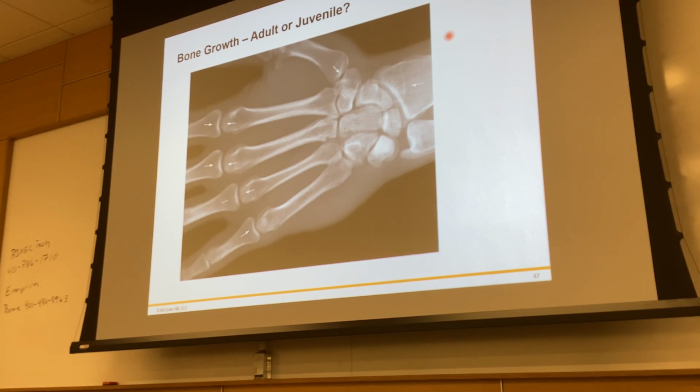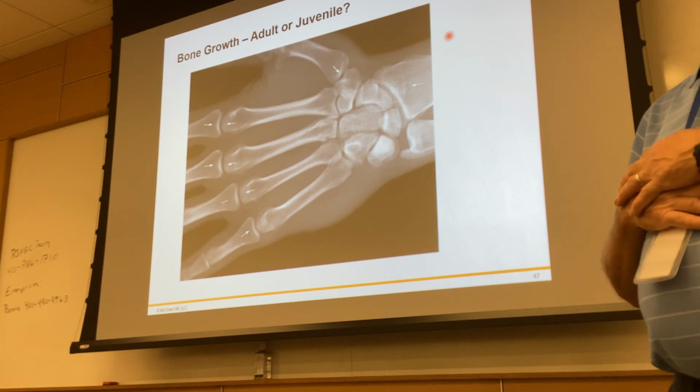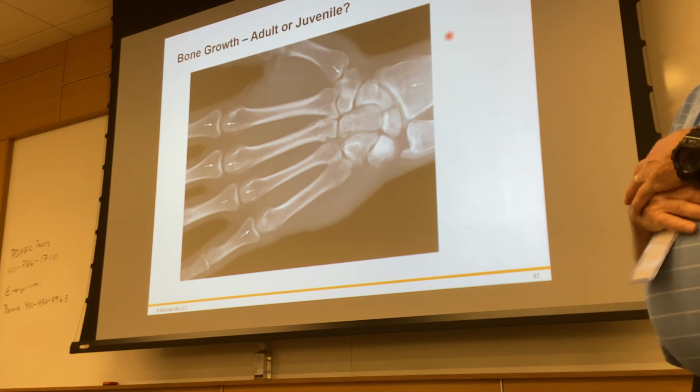What's this? That's an adult. How do you know it's an adult? Because they're all formed together, and there's barely any cartilage.